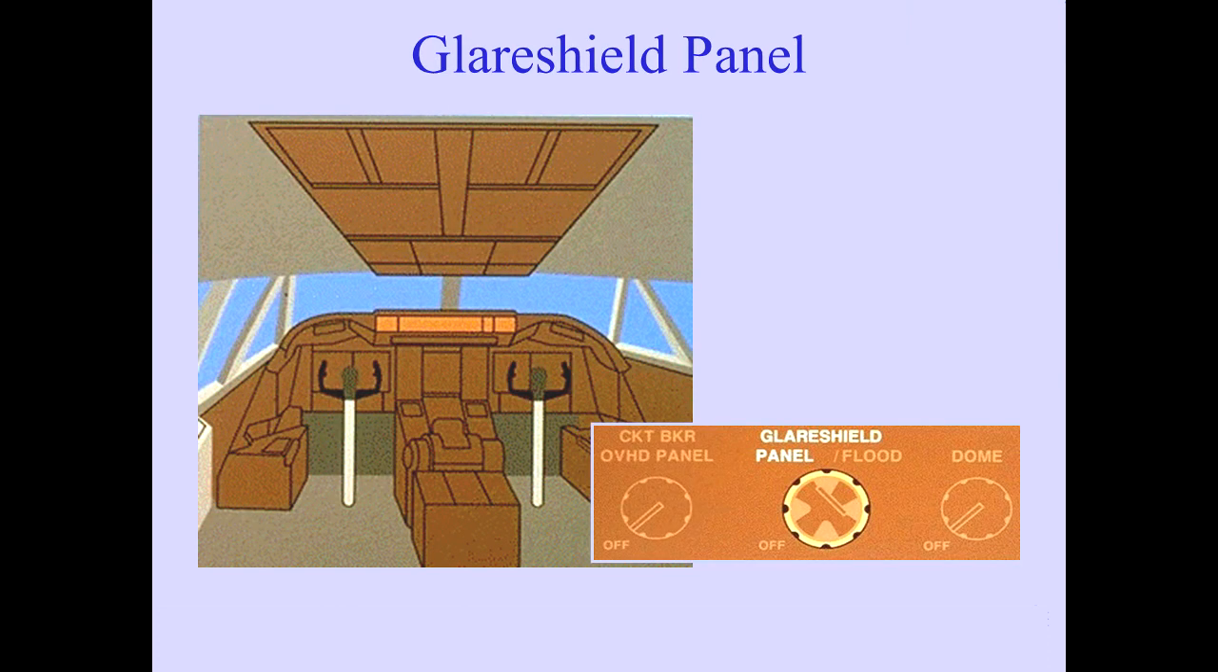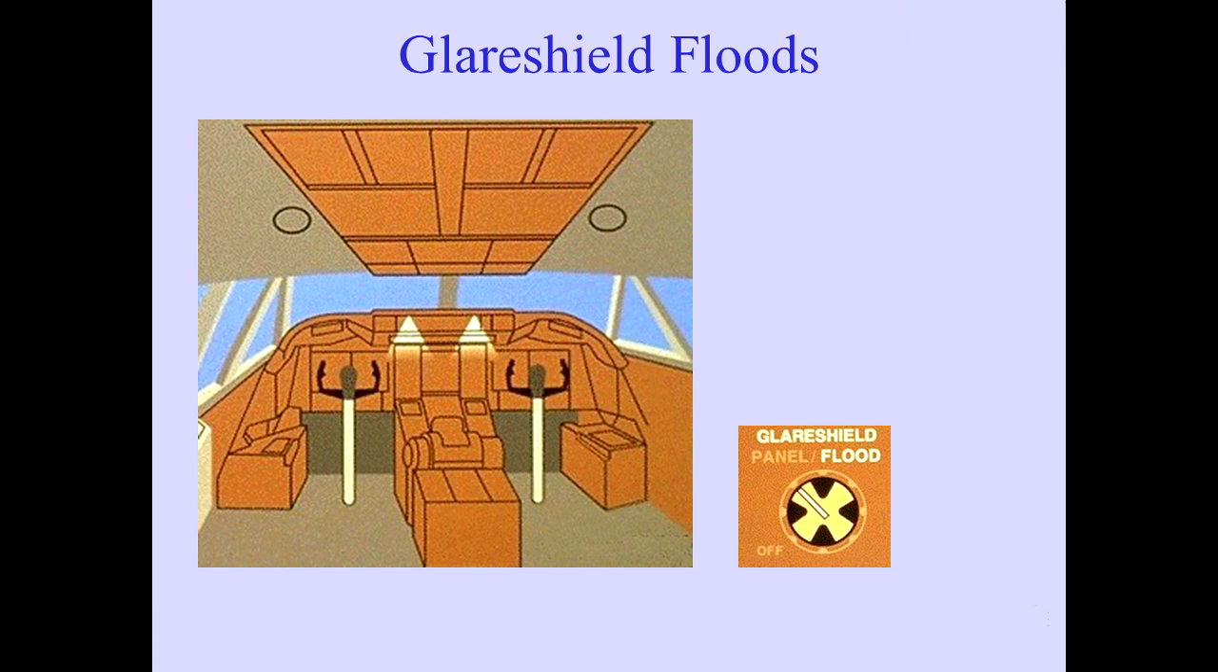The outer portion of the Glareshield Panel Flood rotary control switch regulates Glareshield integral lighting and the standby magnetic compass light. The inner portion of the rotary switch controls the Glareshield floodlights and varies the light intensity on the glare shield.